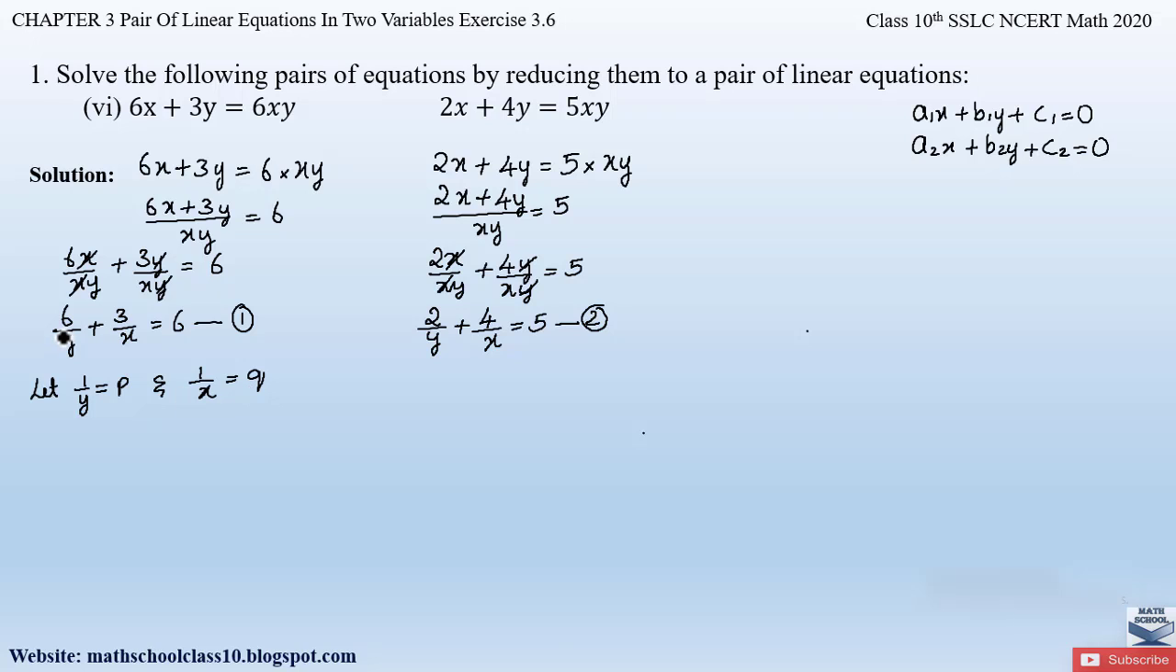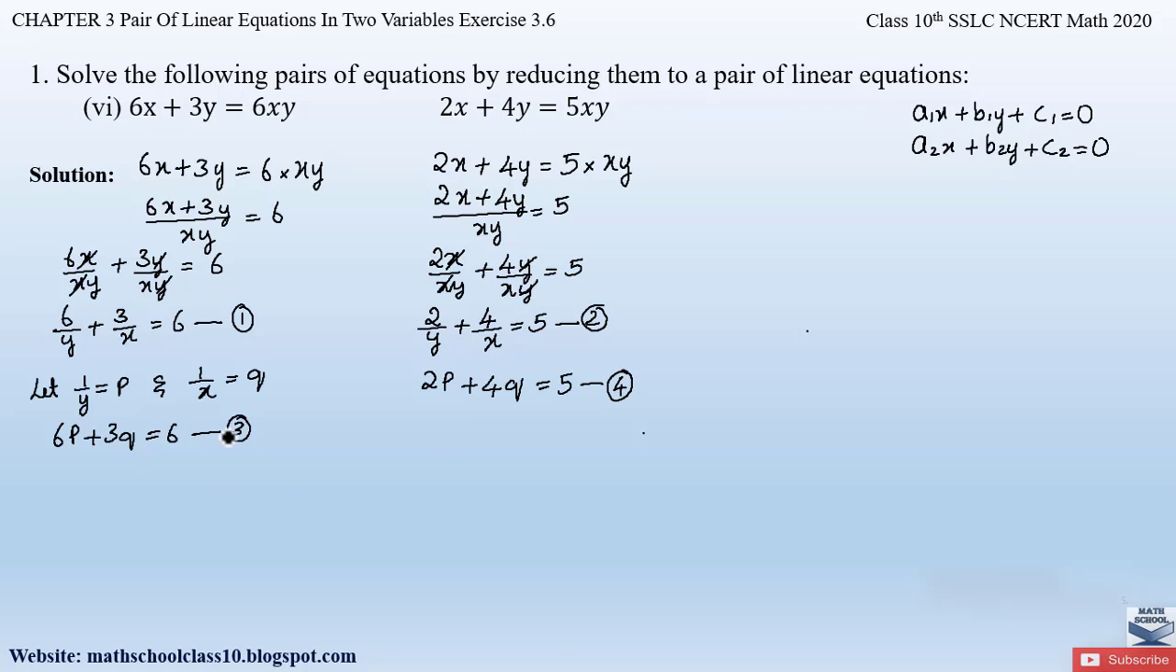So here from first equation we can write 6 into 1 by y will be p. So this will be 6p plus 3 into 1 by x will be q, 3q equal to 6. So let this be equation number 3. Similarly from equation 2 if you substitute 1 by y equal to p, this will be 2p plus 4 into 1 by x as equal to q, 4q equal to 5. So therefore this will be equation number 4.